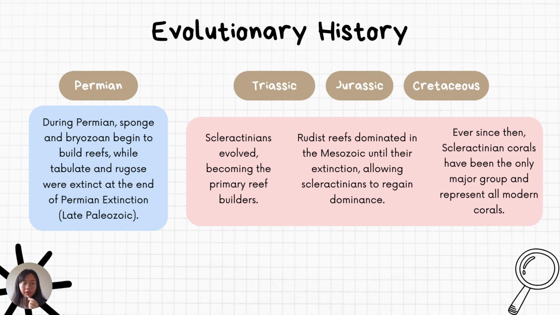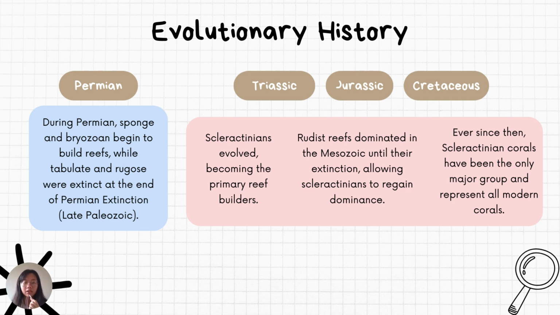So during the Permian, sponge and bryozoan begin to build the reef. Tabulate and rugose were extinct at the end of the Permian extinction. So Scleractinia starts to evolve and become the primary reef builder.